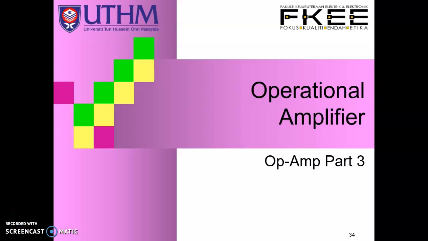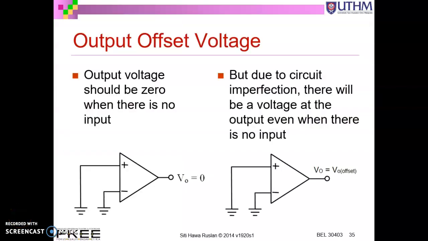This is part 3 of Introduction to Op-Amp. Here we'll look into several parameters of Op-Amp. In this example, we have an Op-Amp without any input. We are grounding both the positive terminal and the negative terminal, and in this situation, your output should be 0.